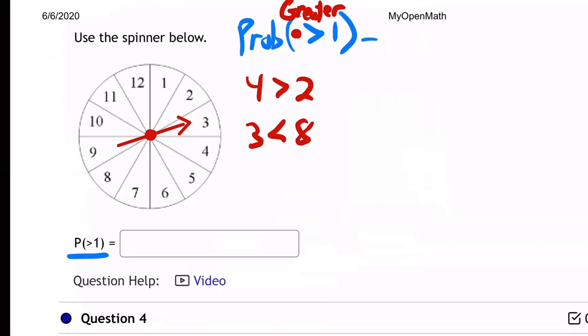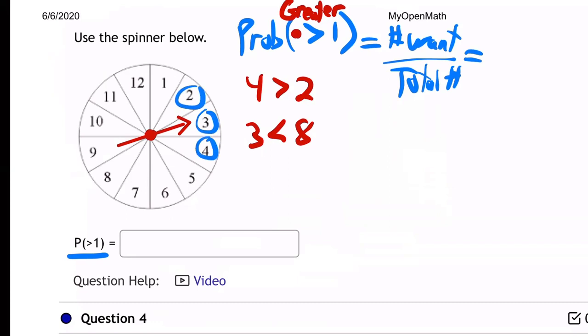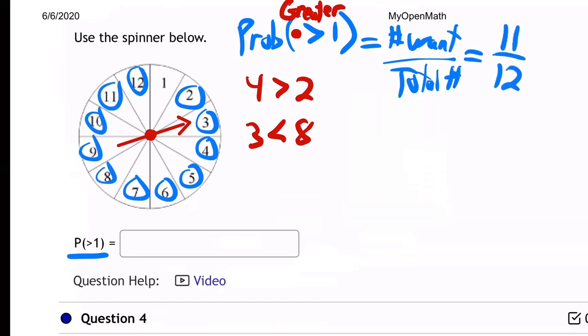Well, again, probability is the number you want over the total number. So how many numbers do I want? How many numbers are greater than one? Well, all these numbers are greater than one, every number except one itself. So that'd be 11 numbers out of 12. You can type it that way or just divide it on your calculator, get a decimal, it'll take it either way. Probability greater than one.